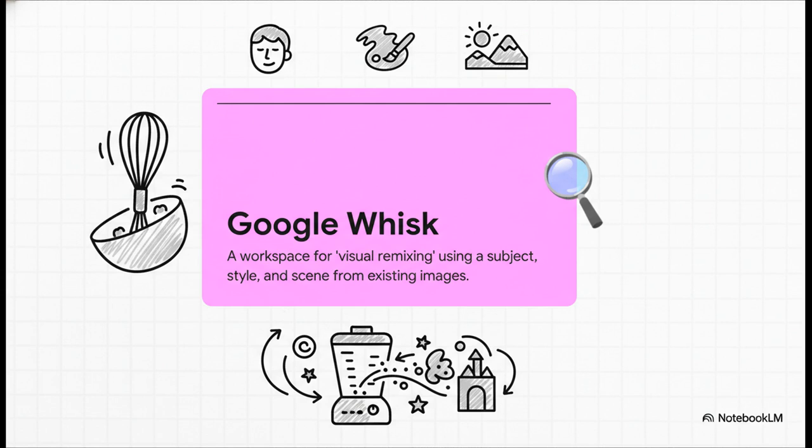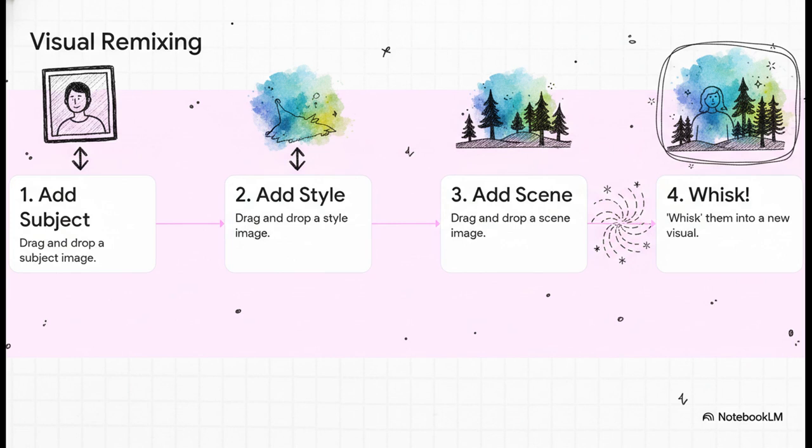Think of it like this. You provide the ingredients, a subject, a style, and a scene, and Whisk basically mashes them up into something brand new. And the process is so intuitive, it's pretty much just drag and drop. You give it 3 images, one for the subject, say a portrait of a person, one for the style, maybe a watercolor painting, and one for the scene, like a picture of a forest. Whisk then blends all 3 of them together. The distinctive output here is a totally new, remixed image that has the exact vibe and mood you were going for.